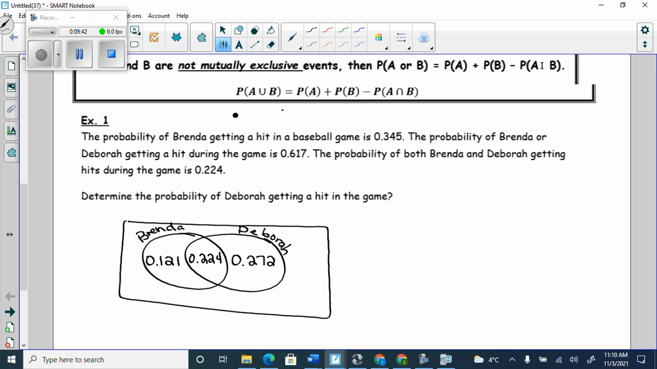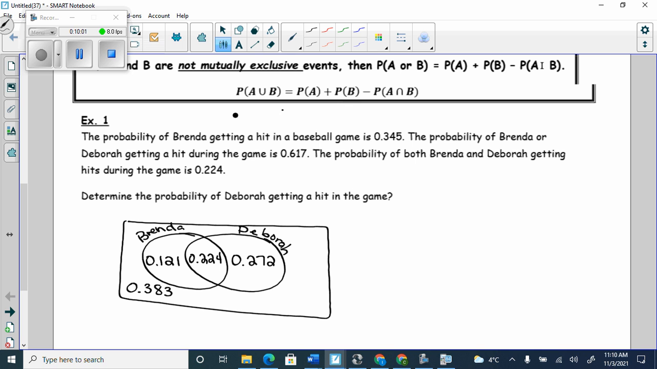How many would be on the outside? How'd you get that? Yeah, so the whole probability should add to 1. So you're correct. You did 1 minus the 3, or you could do 1 minus the 0.617.